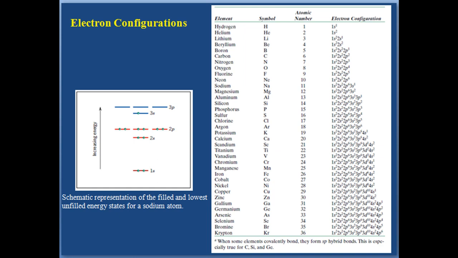The electron configuration or structure of an atom represents the manner in which these states are occupied. In the conventional notation, the number of electrons in each subshell is indicated by a superscript after the shell and subshell designation.